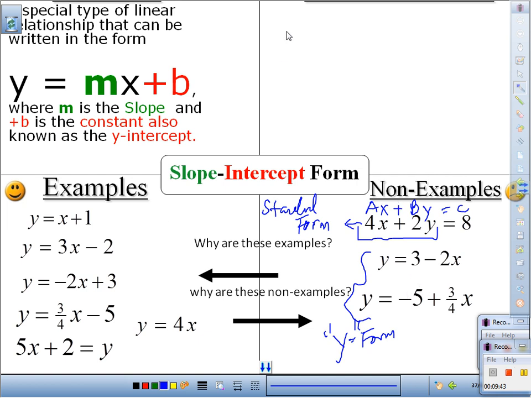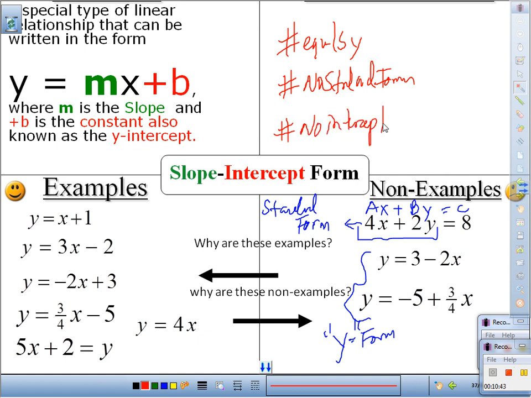So what would you write as a hashtag, a couple hashtags? What makes these slope-intercept form? Yes, sir. Hashtag equals y. Okay. All of these have slope. Jerry. Hashtag no standard form. And one more. Stephanie. Hashtag, well, are these y form? They are y form. The only thing now, these are called what? Slope-intercept form. Roman. Hashtag no intercept-slope form. Oh, I see. Not to have it backwards.